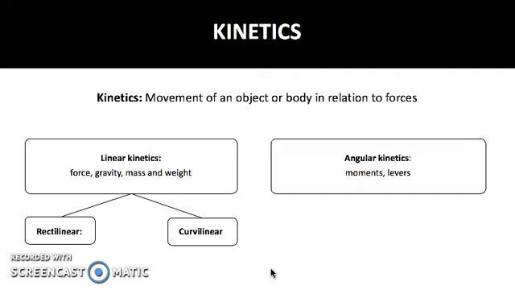You can see that these are similar to kinematics in the sense that there's linear, rectilinear, curvilinear, and angular, but there isn't general. It's almost the force form of kinematics. For example, angular kinematics relates to angular kinetics because it has that link to levers. Linear kinetics examples are force, gravity, mass, and weight, whereas angular kinetics are moments and levers.